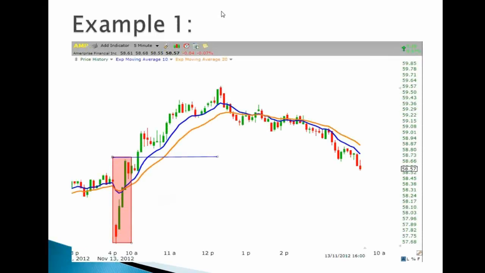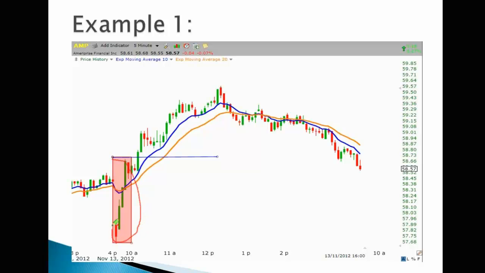So example one is AMP, which is American Financials Incorporated. And as you see here, I've drawn in the opening range. This is the opening range here. And I've drawn in my demarcation line. Now I'm ready to trade.